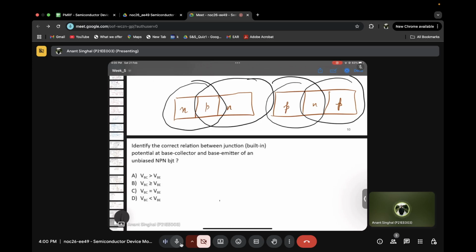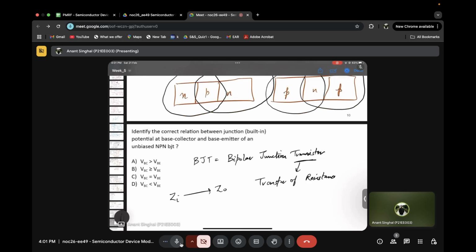So what exactly happens in a BJT is, as the name suggests, BJT stands for bipolar, which means it allows current to pass through both the sides, junction, transistor. So it is a transistor, not a diode now. Transistor is nothing but transfer of resistance. That means, let's say it has a low input resistance and a high output resistance. That is low to high.